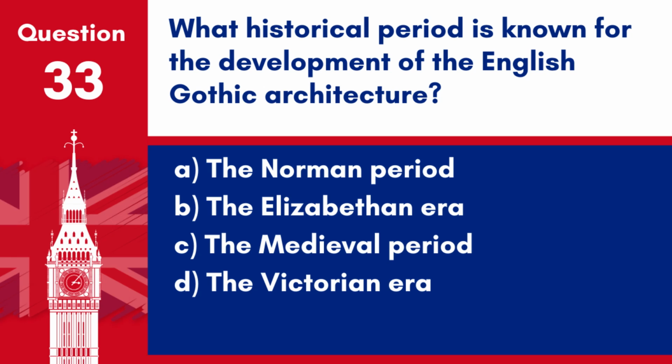Question 33. What historical period is known for the development of the English Gothic architecture? A. The Norman period. B. The Elizabethan era. C. The medieval period. D. The Victorian era. Answer. C. The medieval period. The English Gothic architecture style was predominantly developed during the medieval period.